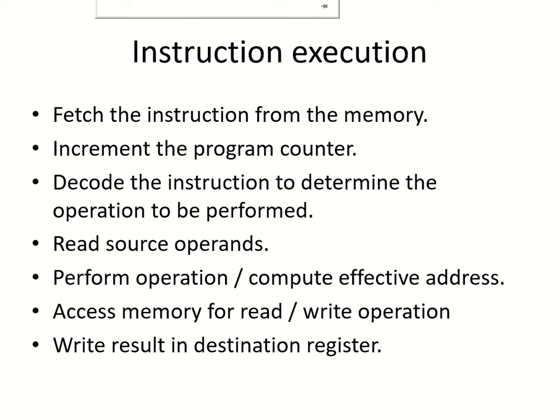Let us see how instructions are executed within the processor. What is the whole process? For the instruction to be executed, it has to be first fetched from the memory. To fetch it from the memory, the address from the program counter will be taken and put on the address bus via the memory address register. At the same time, the program counter will be incremented to point to the next instruction.